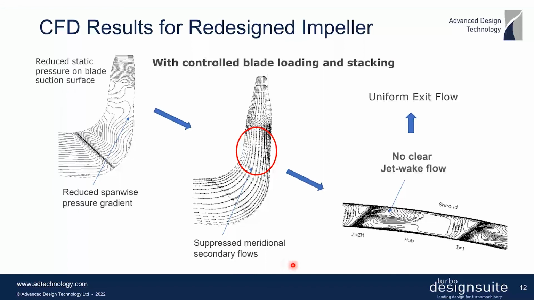So this is actually an impeller that was designed keeping exactly the same meridional shape and exactly the same head as the baseline impeller. But by using that set of blade loadings, we could actually reduce these gradients. And then by reducing these gradients, we can see here we could actually eliminate the secondary flows on the suction surface. And as a result, we get a much more uniform exit flow from the impeller.